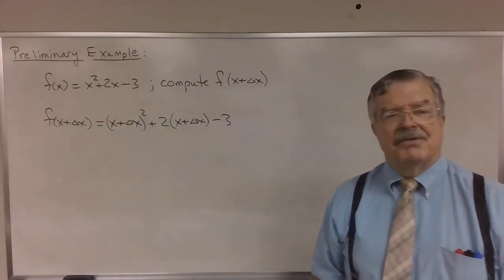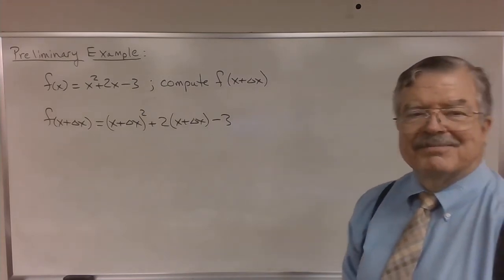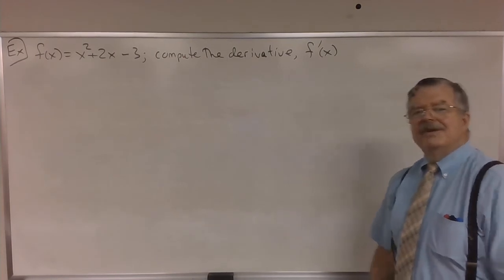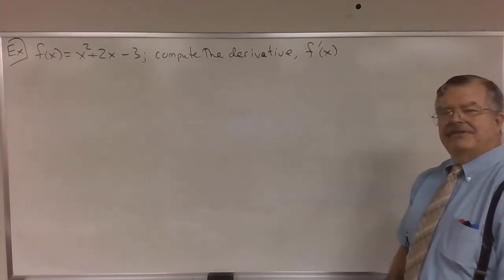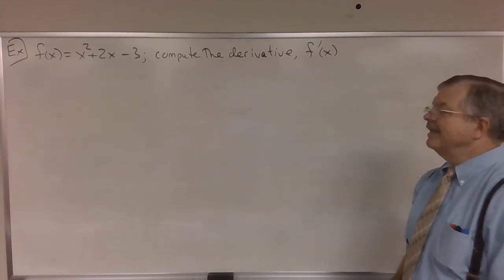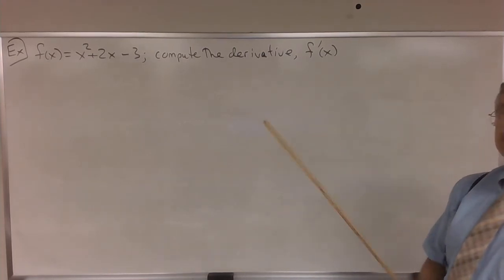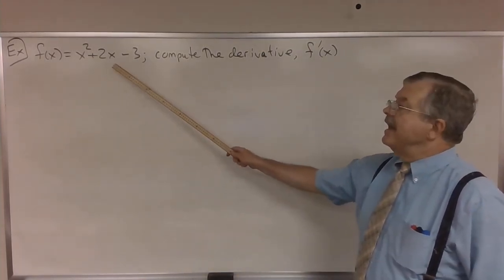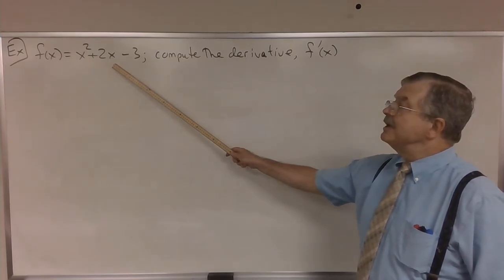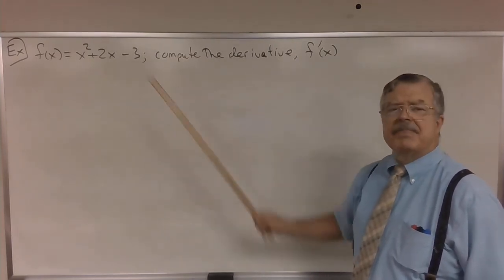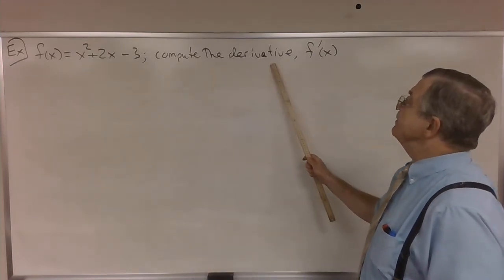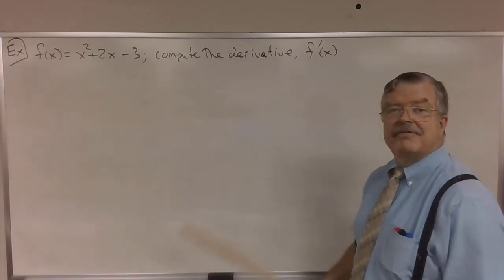Now we're going to compute our derivative. Okay, new example. We're working with the same function, but we're doing something different. f of x equals x squared plus 2x minus 3. And our instructions are: compute the derivative, f prime of x.